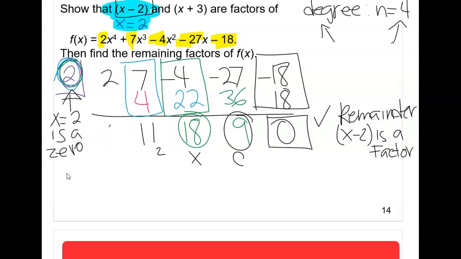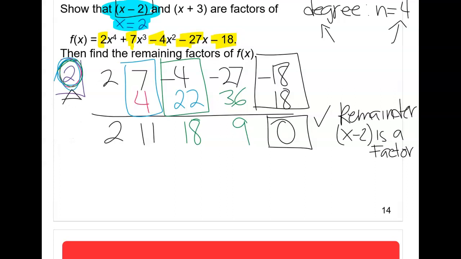Oops, that was a 2. So now we're going to use those new coefficients. Now, if we want to test x plus 3, that means that we're going to use x equals -3. That's what we're testing. If x plus 3 is a factor, then x equals -3 should be a 0. So the number that we put here in the box is -3.